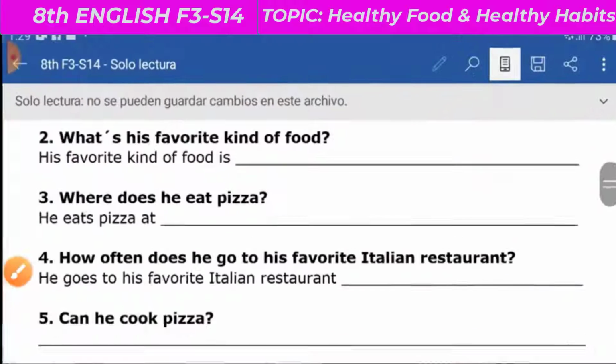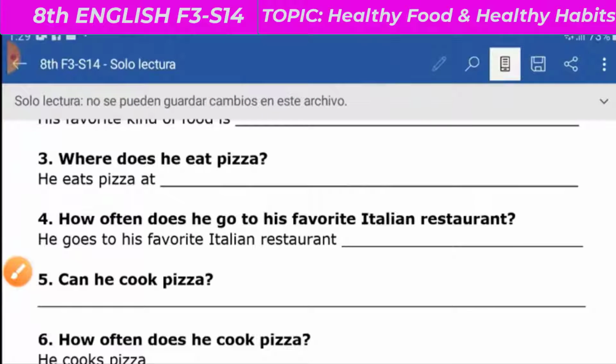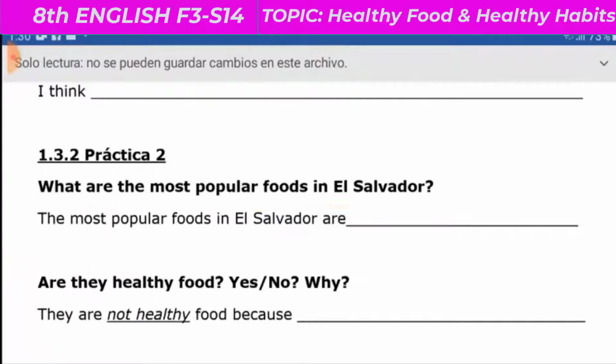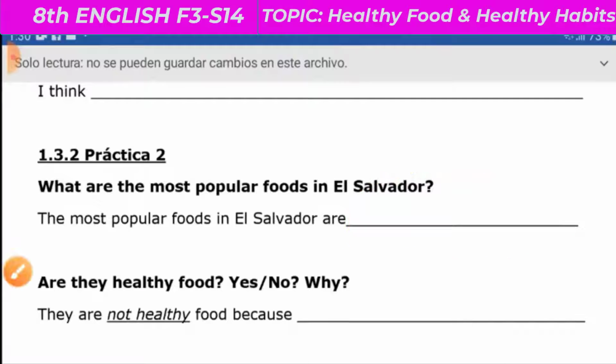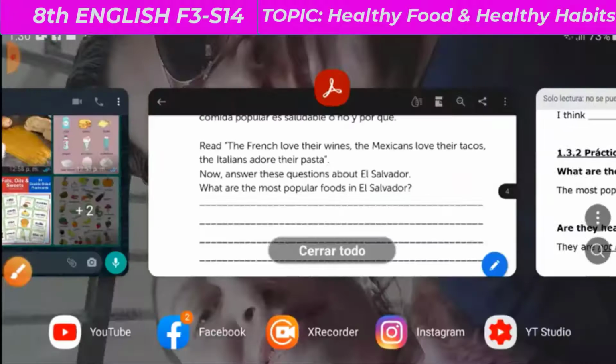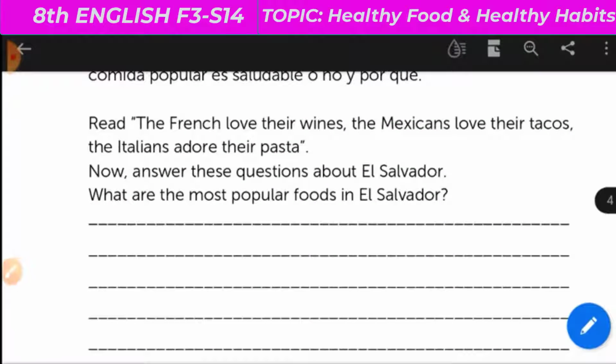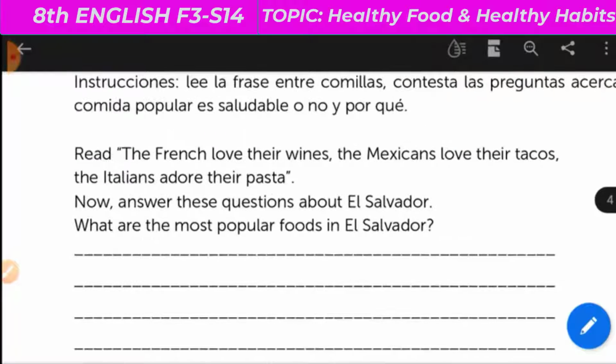De nuevo, vamos a ver aquí cómo poder responder. What are the most popular foods in El Salvador? Esa es la question, la pregunta, and the answer: The most popular foods in El Salvador are... Y usted escribe el resto de respuestas, ¿yes? Remember that our foods in El Salvador have no English translation. For example, pupusas is the same as in Spanish. Yes, pupusas in English is the same. Tamales is the same, yes?